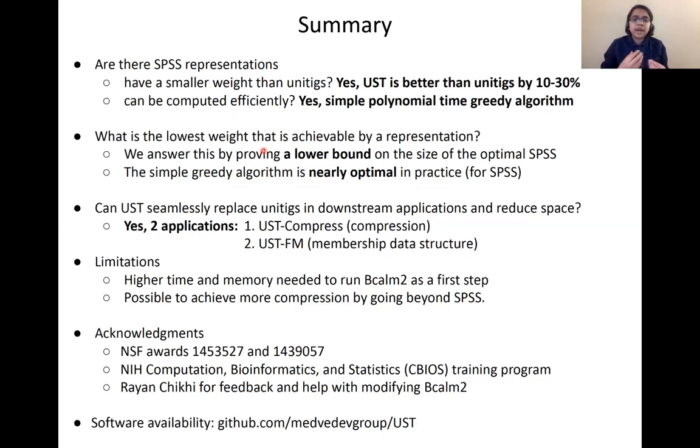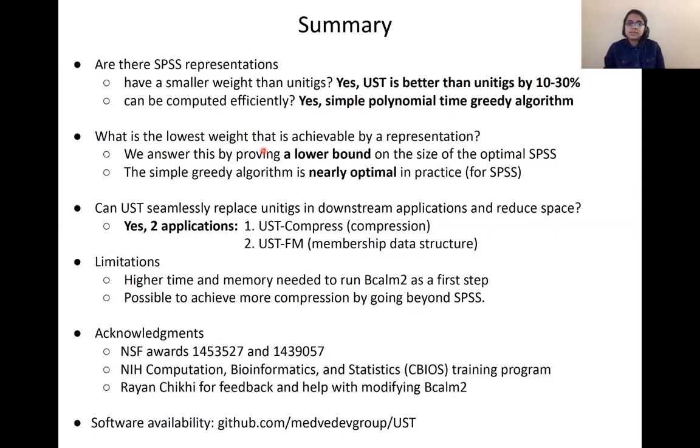And in order to answer what is the lowest weight achievable by such a representation, we provided a lower bound on the size of the optimal SPSS and showed that our algorithm is nearly optimal with respect to that lower bound. And we've also shown that UST can seamlessly replace Unitigs in two downstream applications, one UST-Compress and two UST-FM, which is a membership data structure.